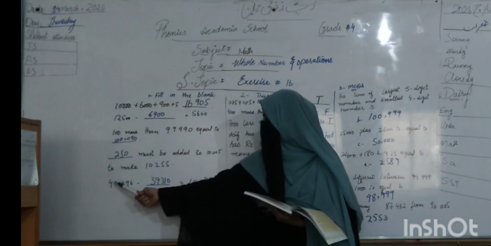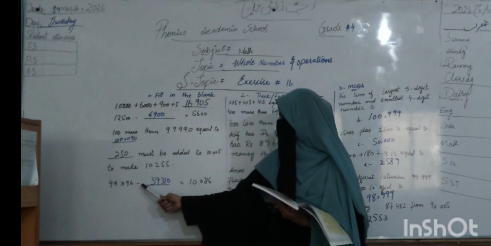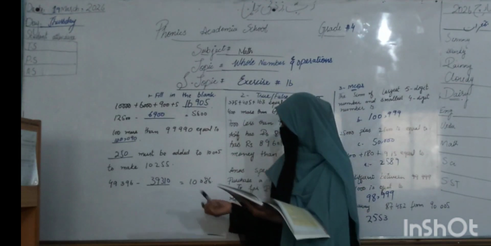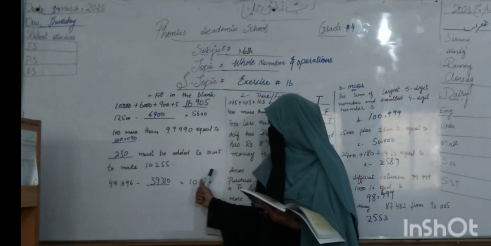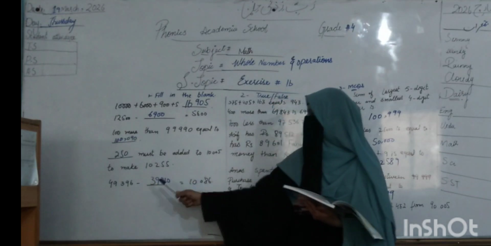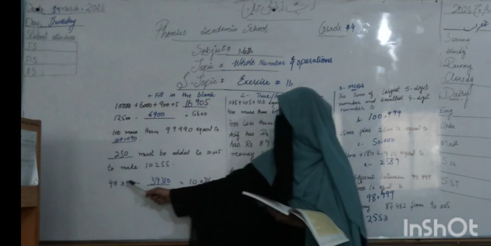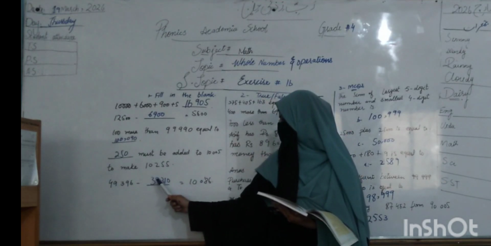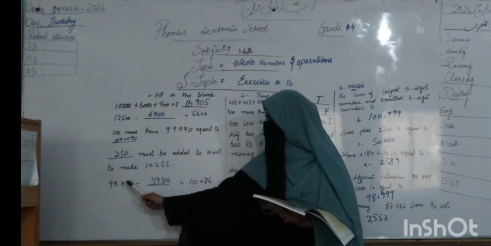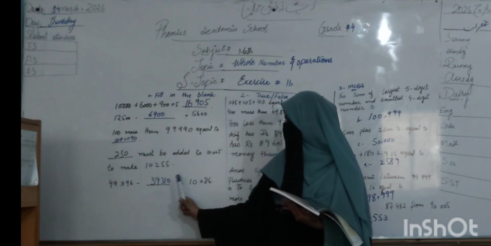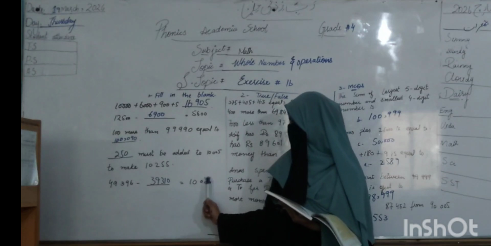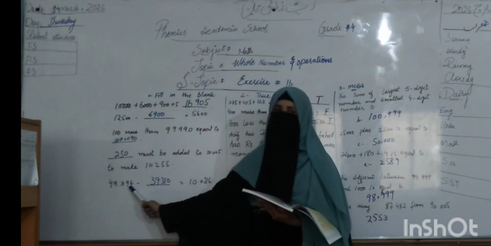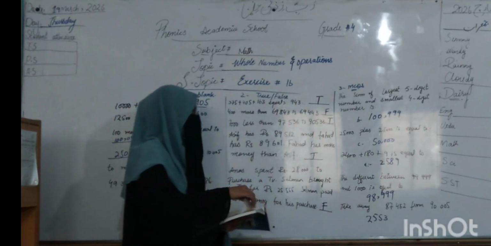10,255. Last filling in the blank is 49,396 subtract dash is equal to 10,086. So students, to find this blank, you have 49,396 minus 10,086. So the value is 39,310. When you subtract 39,310 from 49,396, the answer is equal to 10,086. To find out this value, you subtract this value from 49,396.